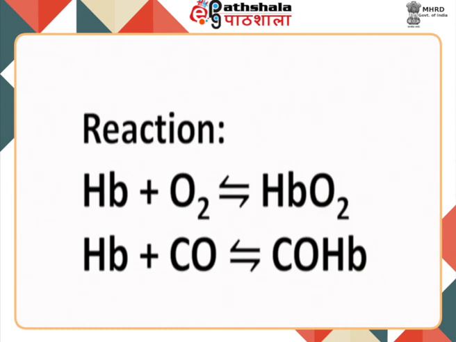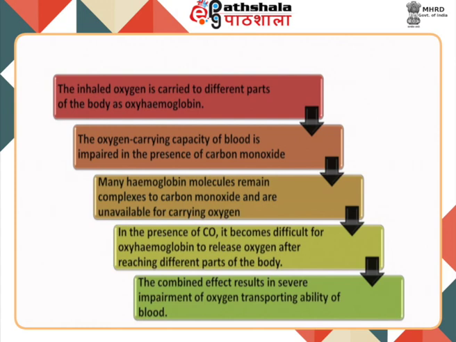Thus, instead of oxyhemoglobin, the complex formed in blood on inhalation of oxygen, Hb plus O2 giving HbO2, carboxyhemoglobin COHb is formed. The inhaled oxygen is carried to different parts of the body as oxyhemoglobin. The oxygen carrying capacity of blood is impaired in the presence of carbon monoxide because many hemoglobin molecules remain complexed to CO instead of O2. So, the blood has less carrying capacity for oxygen.